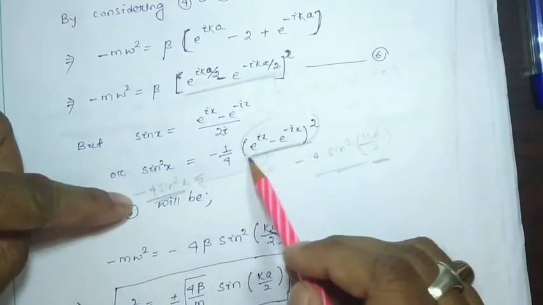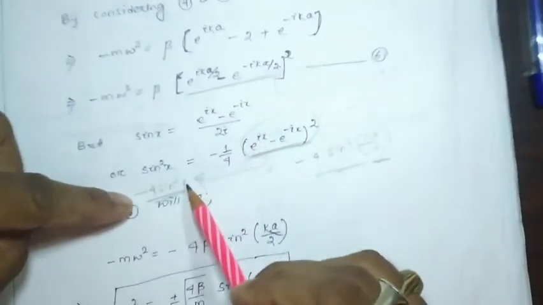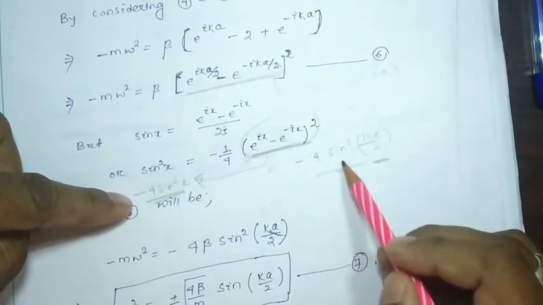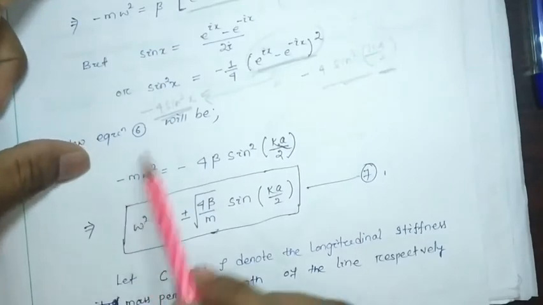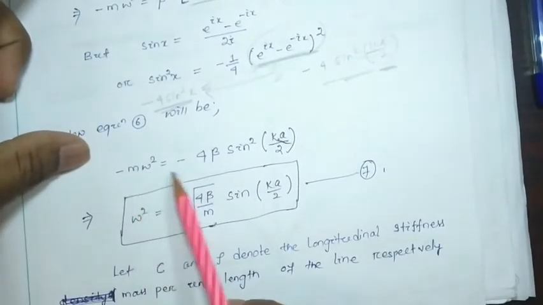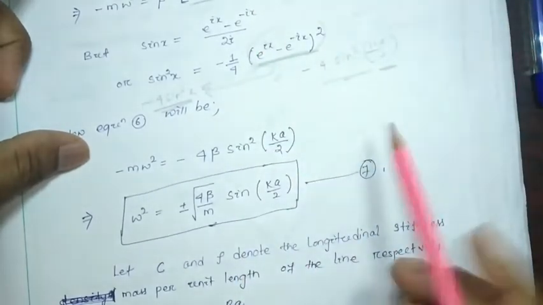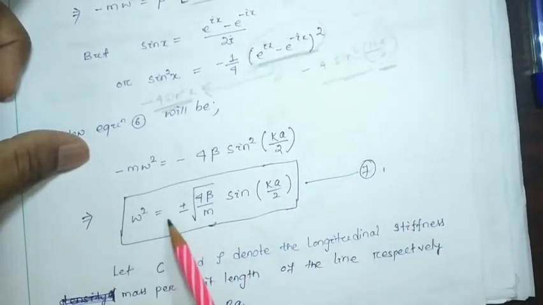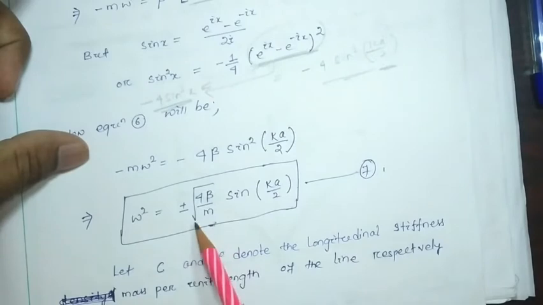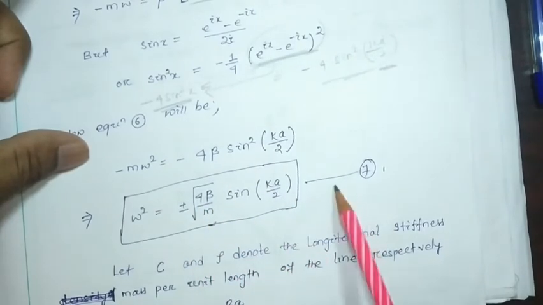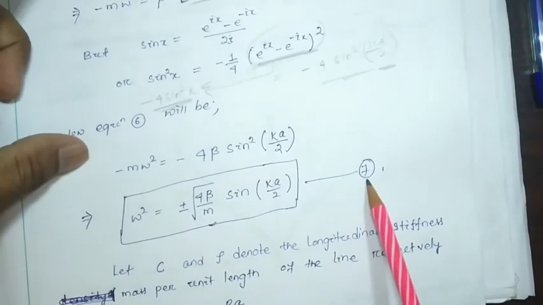If I compare this one and this one, instead of x we write ka by 2, minus 4 sin square ka by 2. Equation number 6 becomes minus m omega square equals minus 4 beta sin square ka by 2. That implies omega will be equal to plus or minus the square root of 4 beta by m times sin ka by 2. Let this be equation number 7.